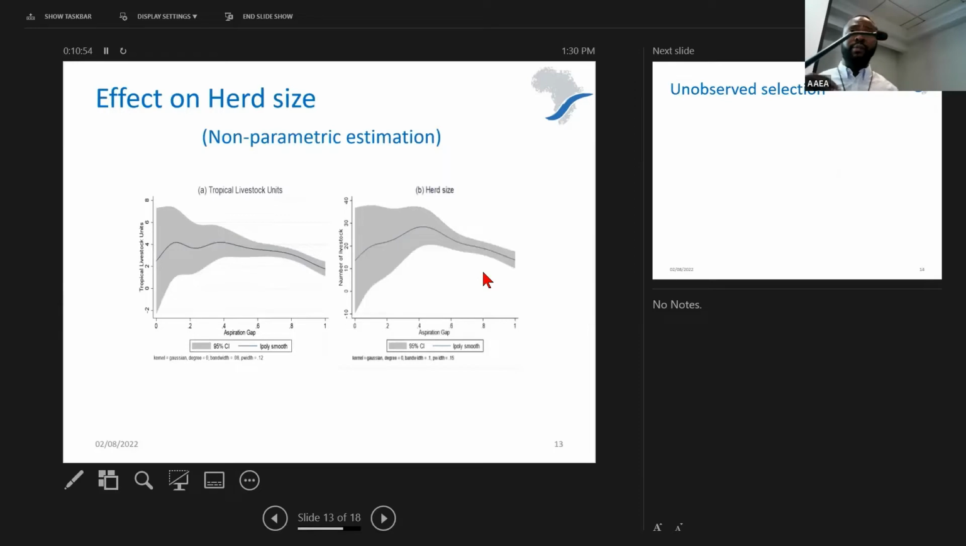But beyond this, again, we did this non-parametric estimation where we just allow the data to talk, without imposing any prior functional form. And from that, you could see, it's really not an exact U-shape, but it already moves in the expected direction. So you see that livestock are increasing with the aspiration gap up to a certain point, which confirms the U-shaped test, up to like 0.4, then it reduces beyond. That's when we look at the livestock units, but this is also the case when we look at the herd size.